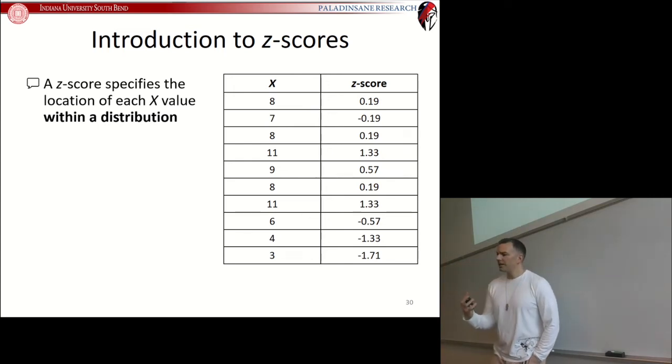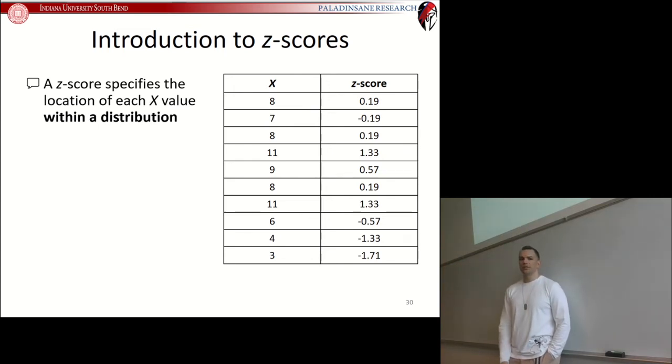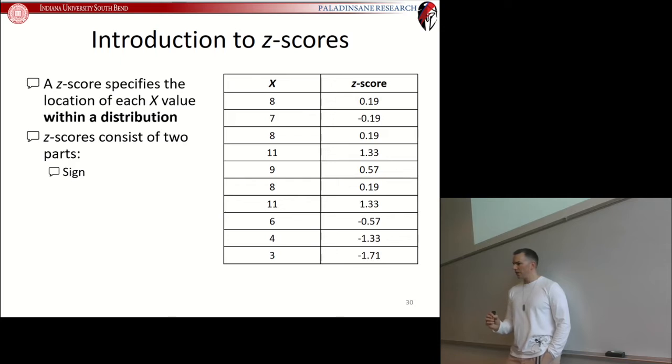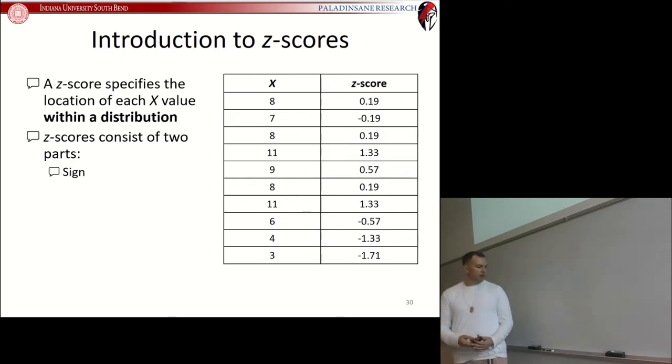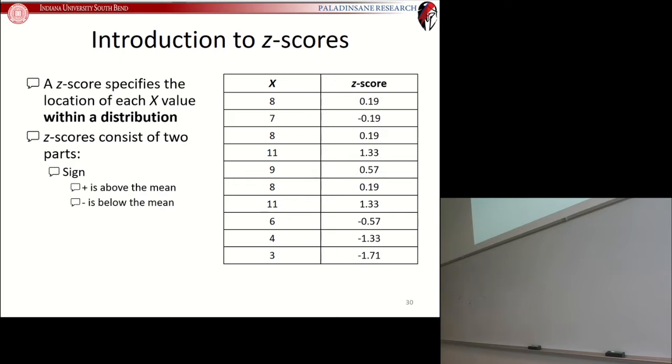So the way that it does this is that a z-score always consists of 2 parts. The first part is the sign. Because the mean of a z-score is 0, when you have a set of z-scores, if you have a positive z-score, then that z-score is above the mean. If you have a negative z-score, then that z-score is below the mean.